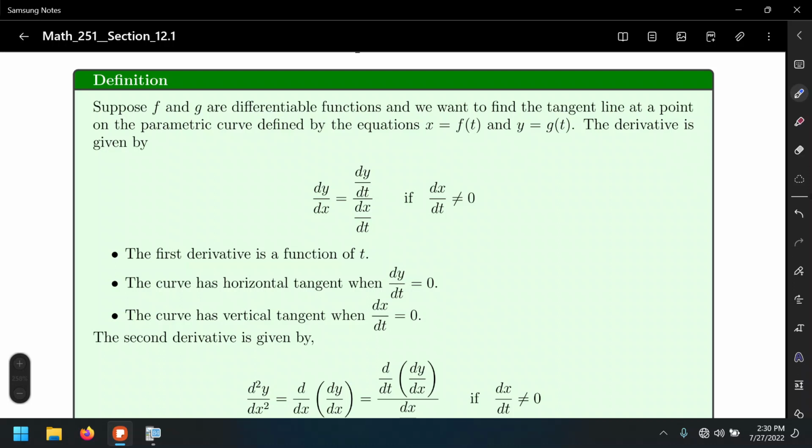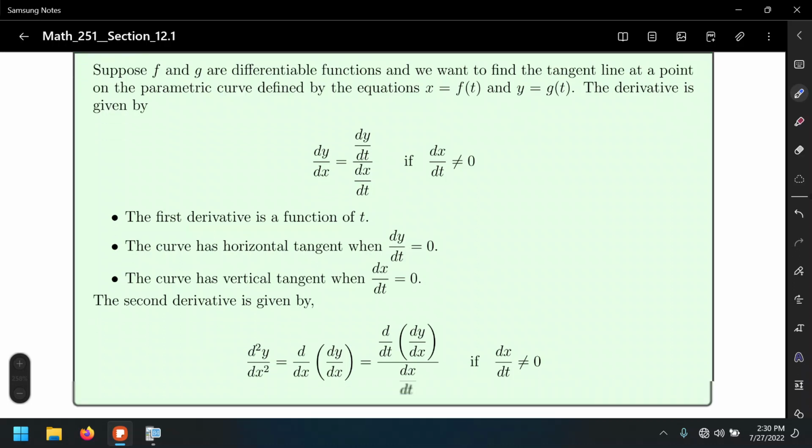All right? So we have a couple of equations in parametric form, an equation for x in terms of t, and an equation for y also in terms of t. So they both have to be differentiable for a certain interval that we want to do this process.